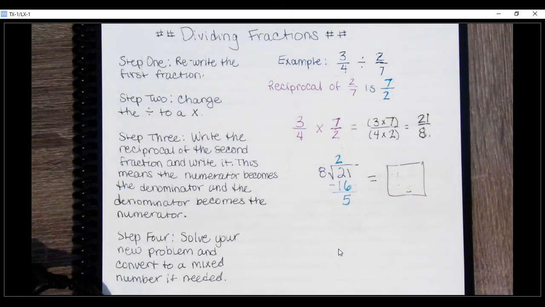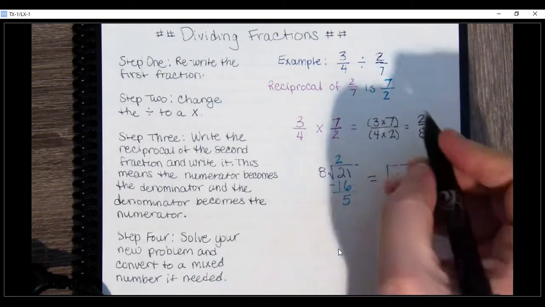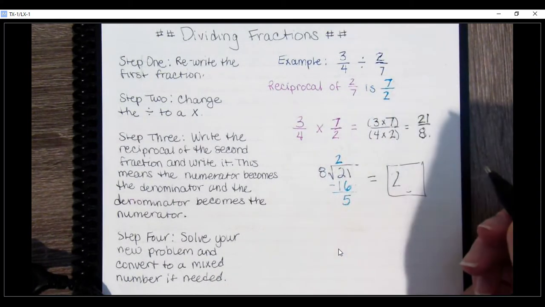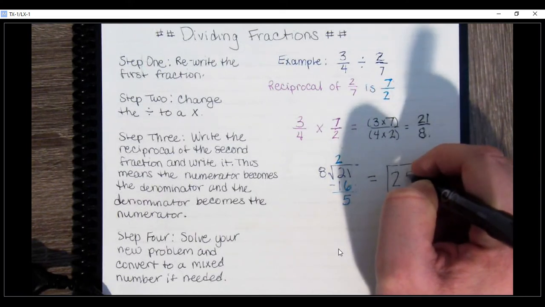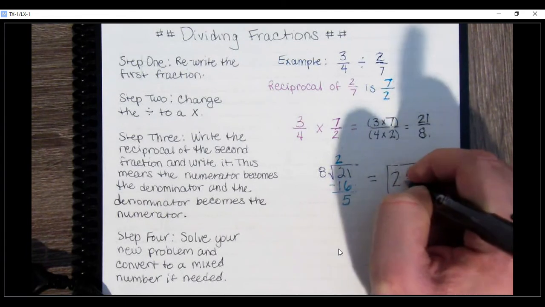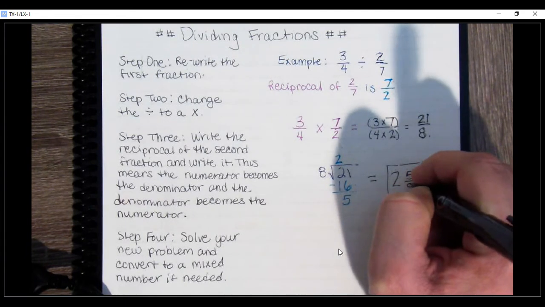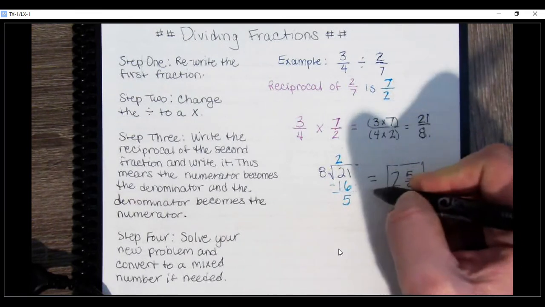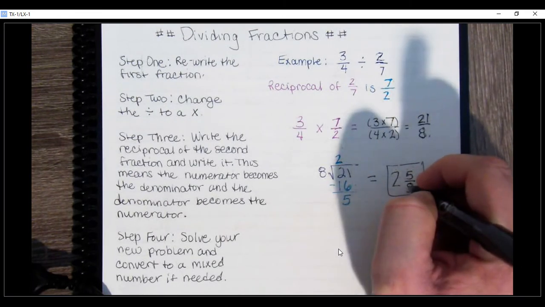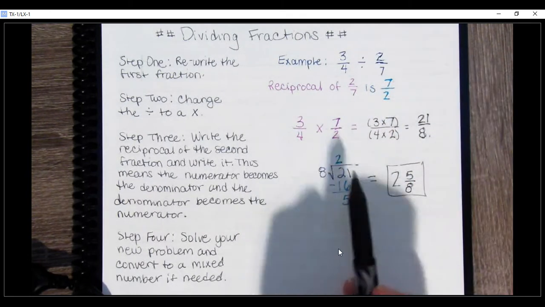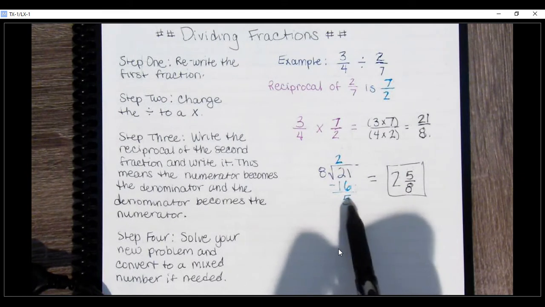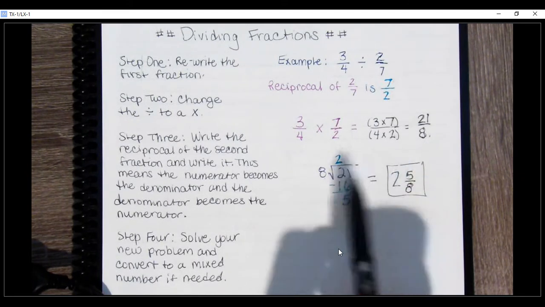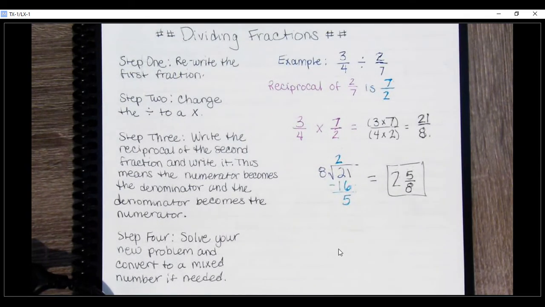For our final answer, we're taking the number at the top, making that the whole number of 2. And then the fraction is made up with the remainder as the numerator, and the denominator is staying the same. So let me say that again just to make sure we have it. The number at the top is our whole number. Our remainder is our new numerator, and our denominator stays the same. So our final answer is 2 5/8.